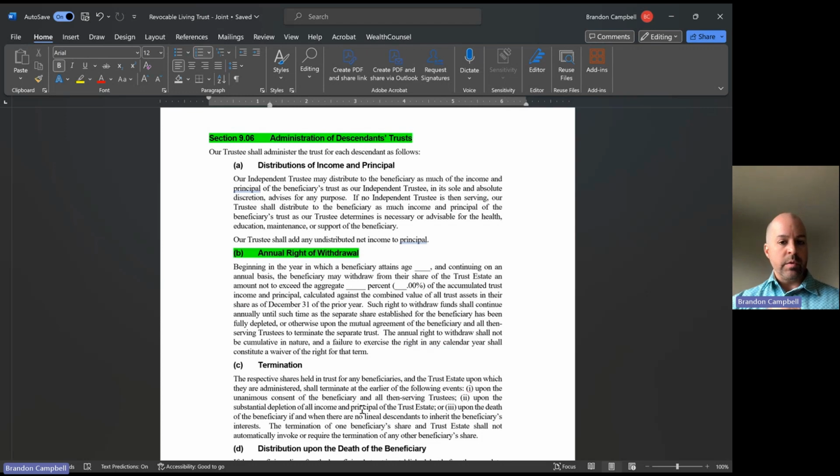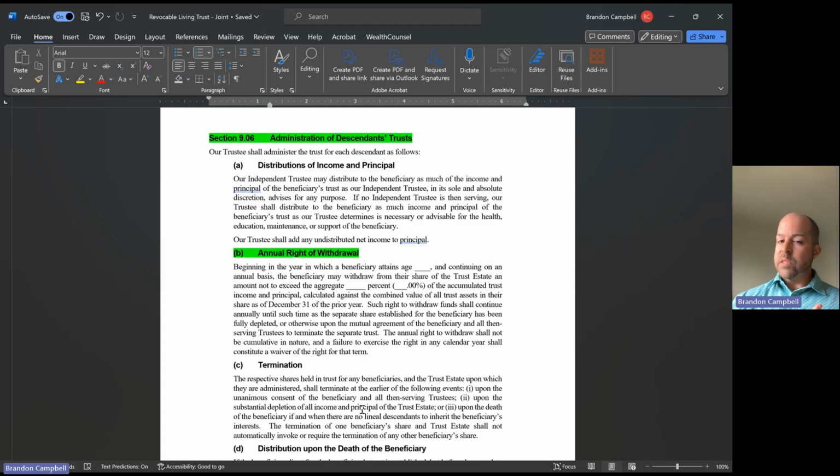Now, in administration of the trust, again, we're typically going to have some standard sections, but there could be some things that are unique to you. So distributions of income and principal, as an example. When this all gets set up for the beneficiary, for the heir, essentially, how are decisions going to be made about when they receive income from the trust or when they receive any principal out of the trust?